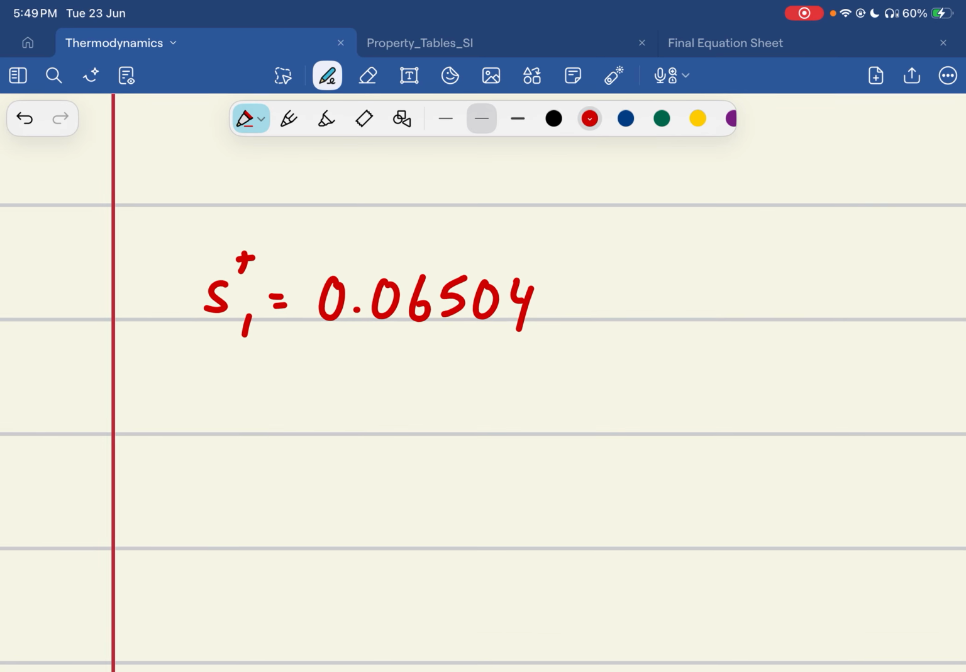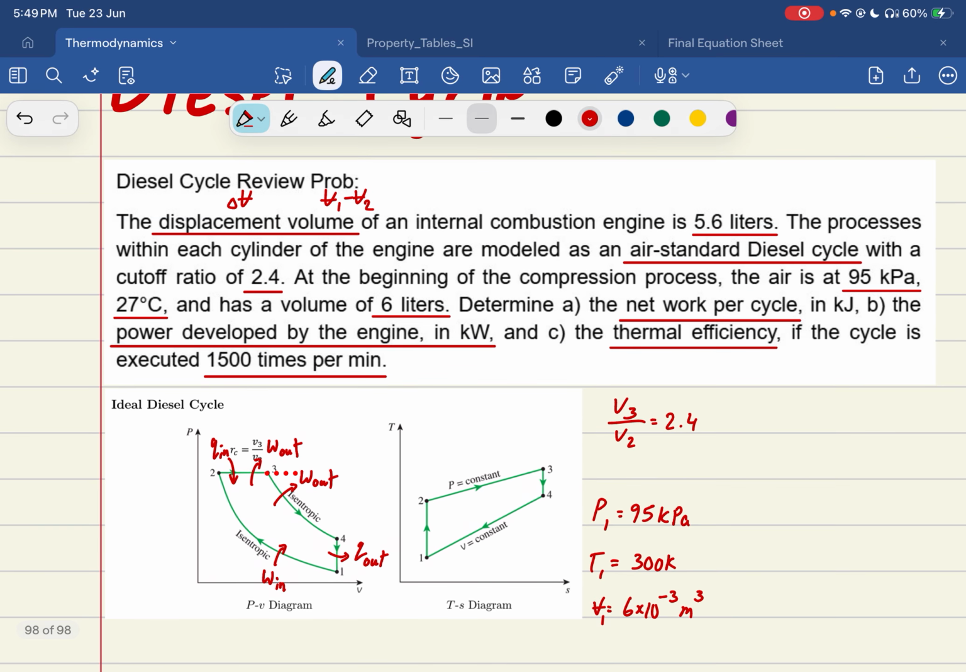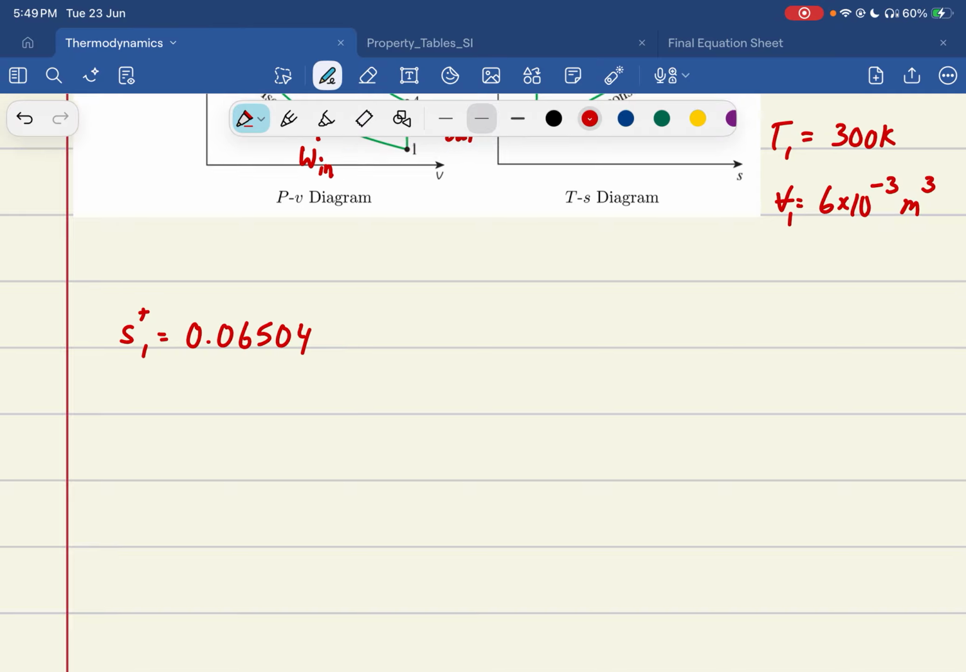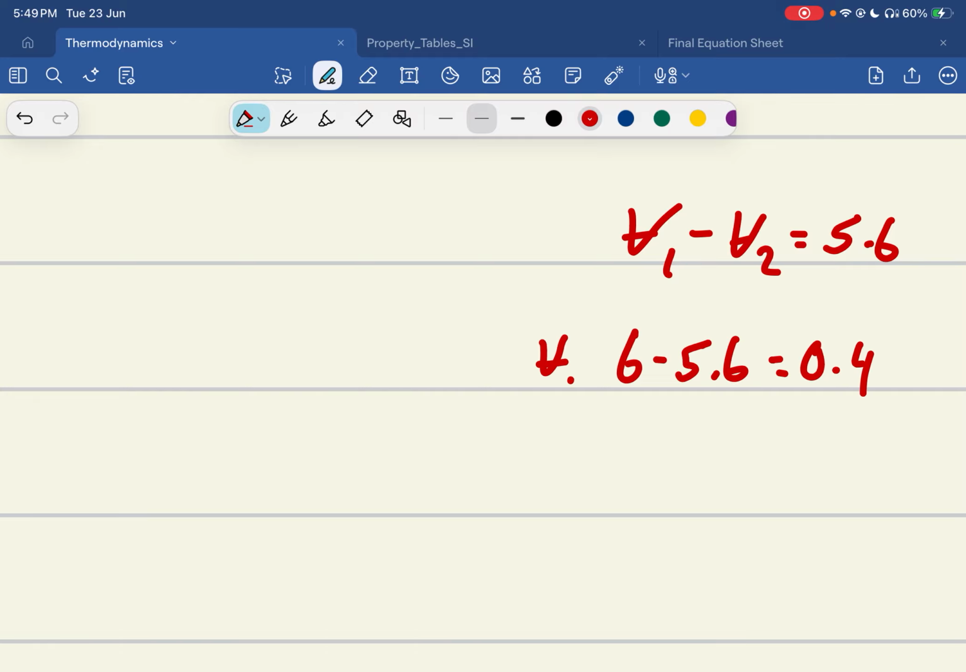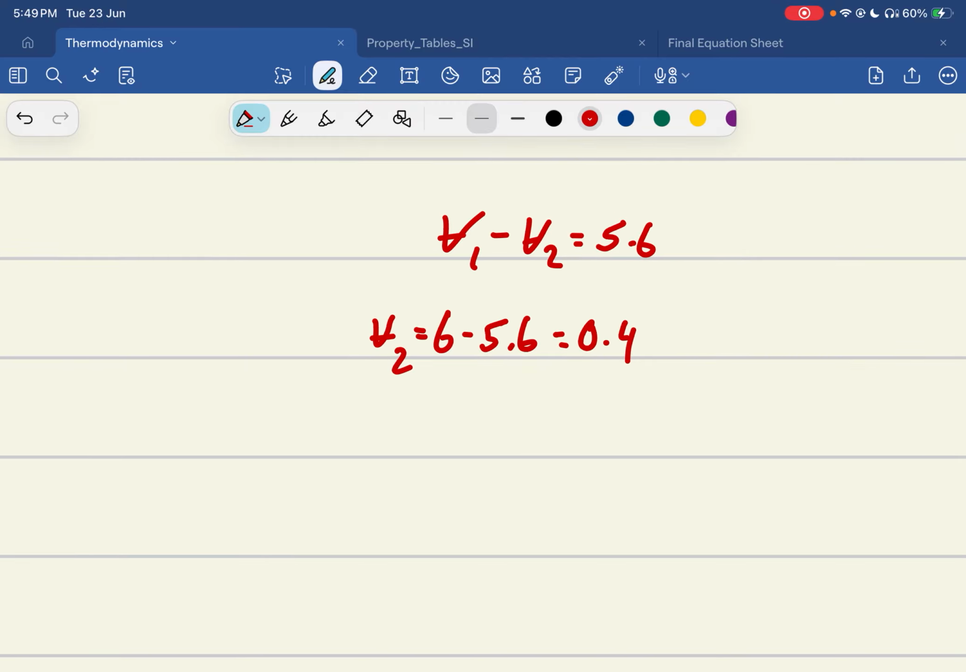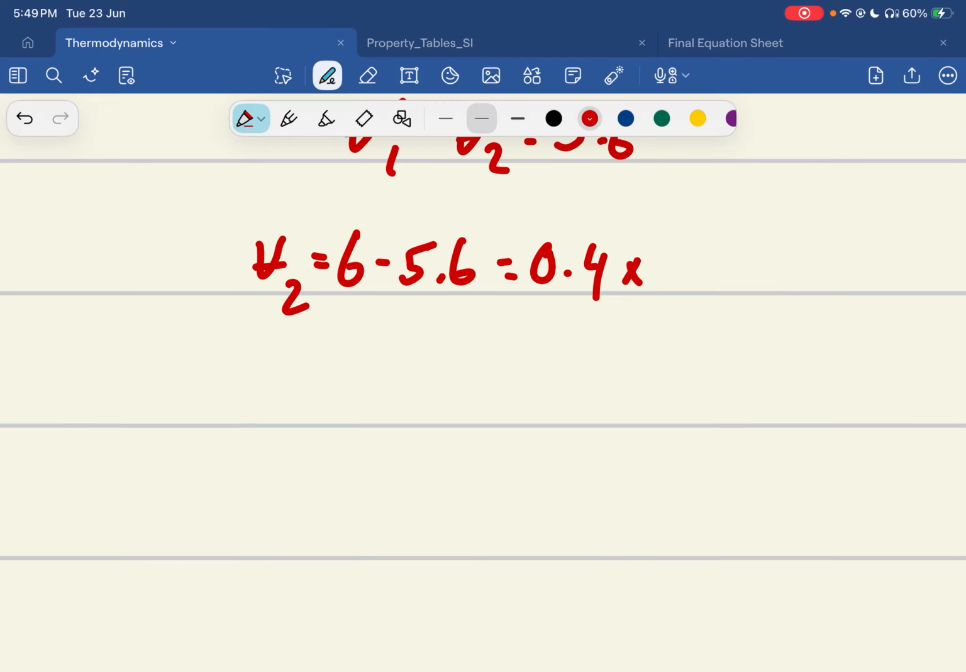And we know that the displaced volume is 5.6, so we can find V2 as well. So we have V1 minus V2 equals 5.6. So it's 6 minus 5.6 equals 0.4. That is V2, times 10 to the negative 3 meters cubed because that was in liters.